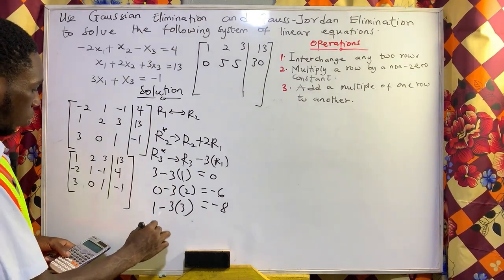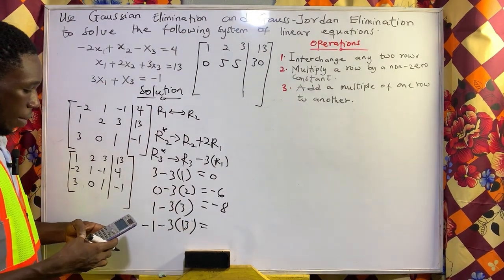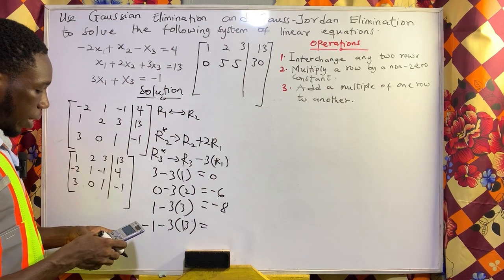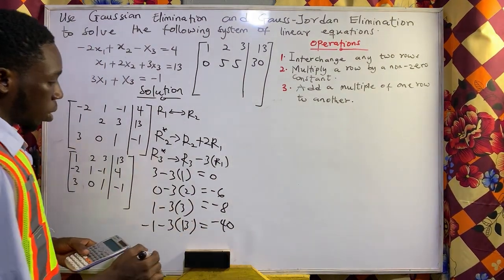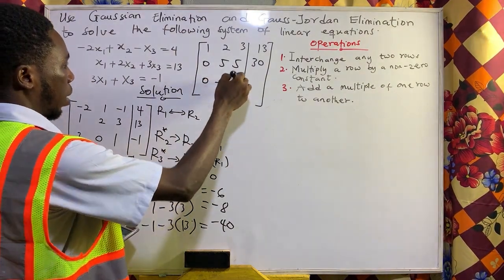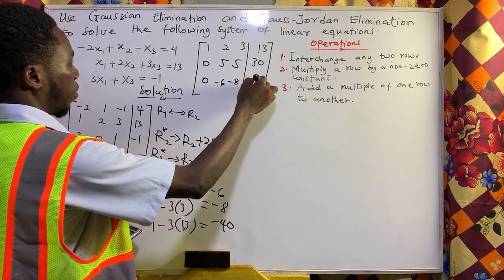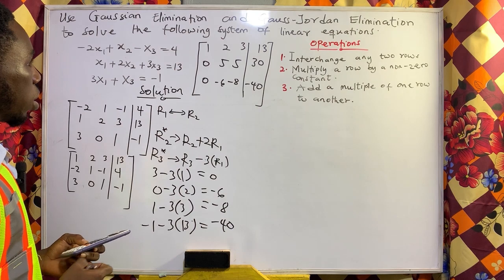And then the next value is what? We have minus 1 minus 3 times 13. So let's see. Minus 1 minus 3 times 13 gives us a value of minus 40. So we are going to have 0, minus 6, minus 8, and then minus 40. So this is what you are going to have. Okay, so now let's continue.